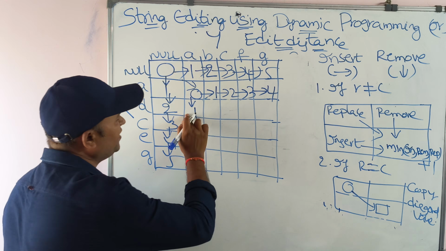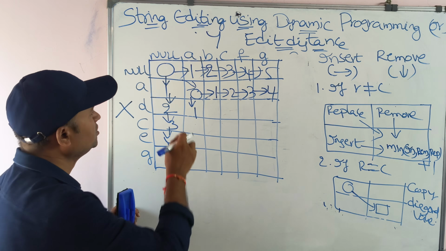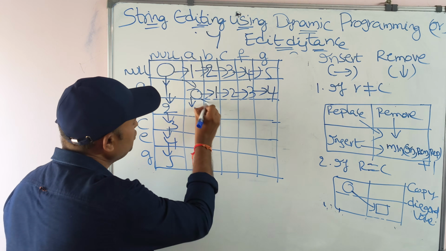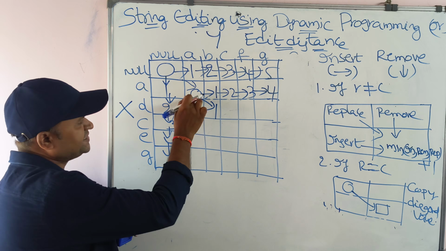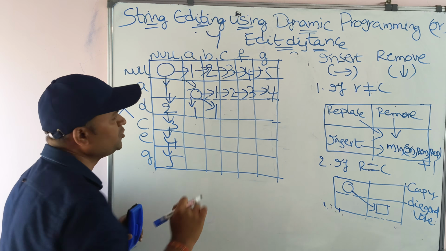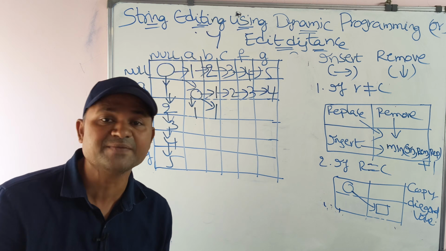Out of 0, 1, 1, what is the minimum number? 0. So 0 plus 1, 1. So 1 is coming from this 0. Out of 1, 1, 2, which is the minimum number? 1 is the minimum number.